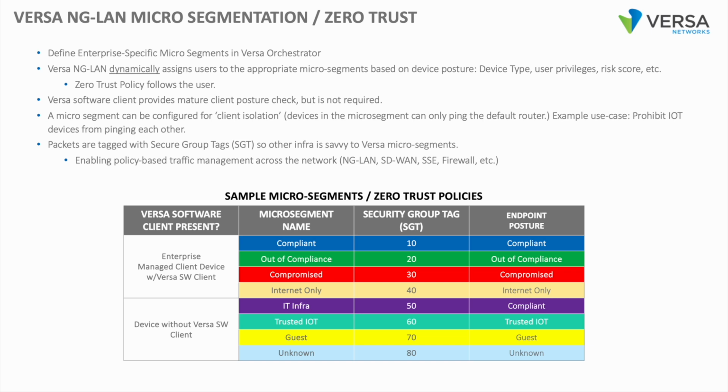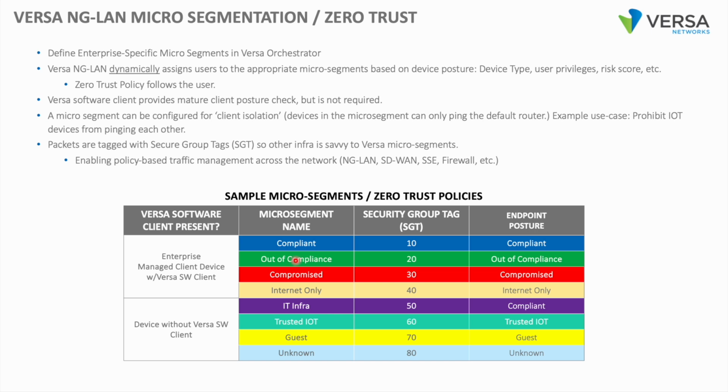So if you have IoT devices or devices without the Versa software client, we can also do microsegmentation based on that. A microsegment can be configured for client isolation. So if you want devices to only be able to ping the default router, we can do that. All the packets are tagged with a secure group tag, so other infrastructure is savvy to Versa microsegments.